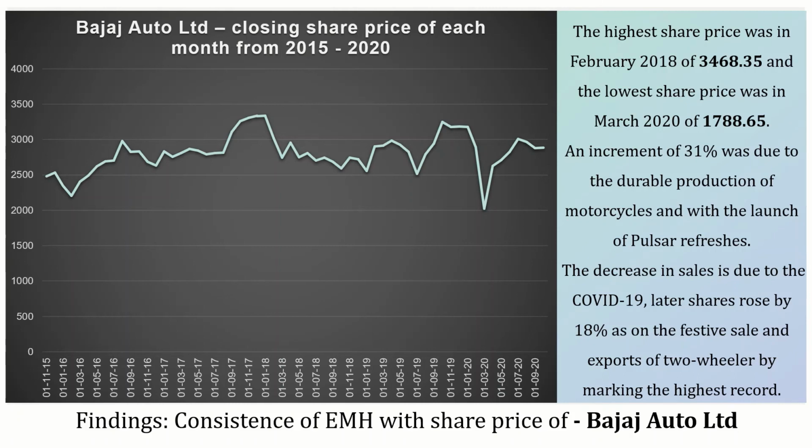The COVID-19 pandemic is the cause behind the weakening of sales by 38%, resulting in a diminution in the share price. However, the share price improved by October 2020 as the sales rose by 18% on the festive sale and exports of two-wheelers, marking the highest record of sales ever, with Pulsar being the foremost contributor to this.